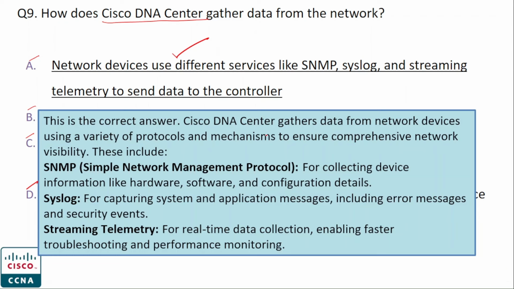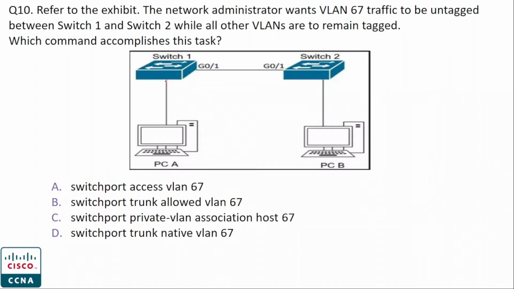Let's move forward to question number 10. Refer to the exhibit. This is the exhibit. The network administrator wants VLAN 67 traffic to be untagged between switch 1 and switch 2 while all other VLANs are to remain tagged. Which command accomplishes this task?